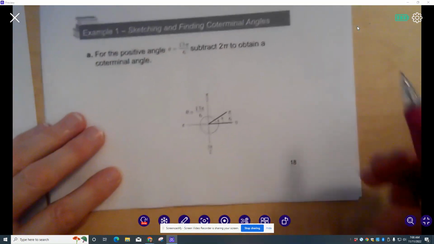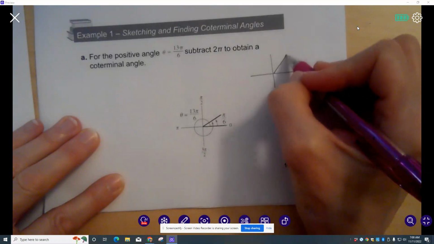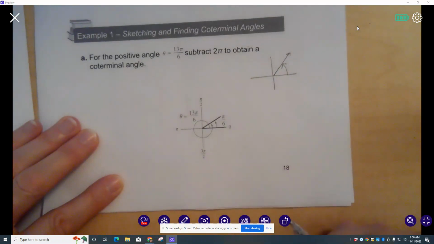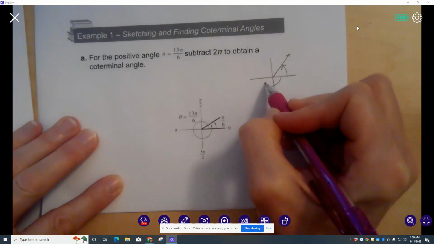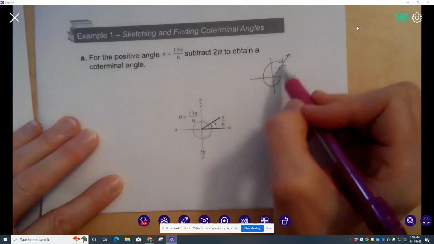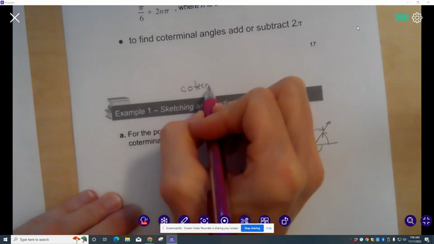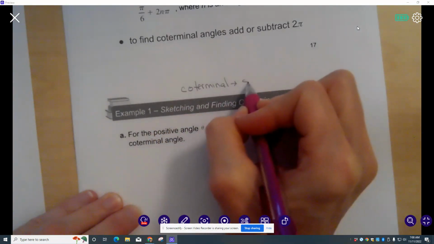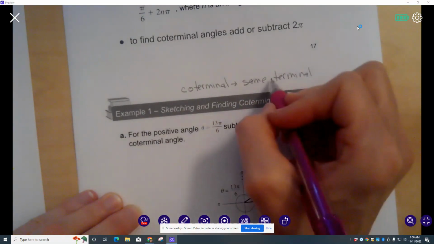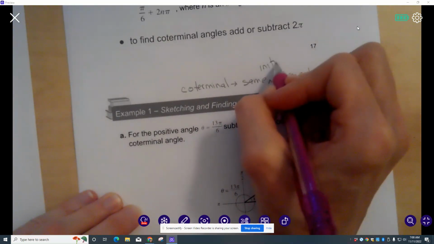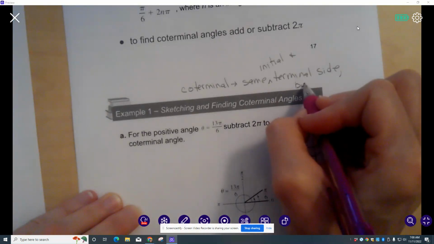So I'm going to do a little diagram over here to show you what coterminal angles look like. If I draw an angle here, it's going to be a positive measure angle. I could draw a negative measured angle that had the same terminal side. So coterminal angles have the same initial and terminal side, but different measures.